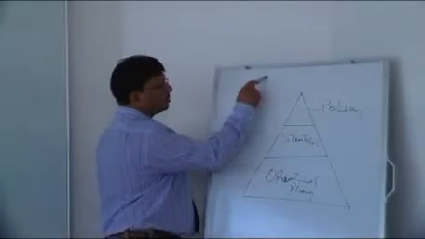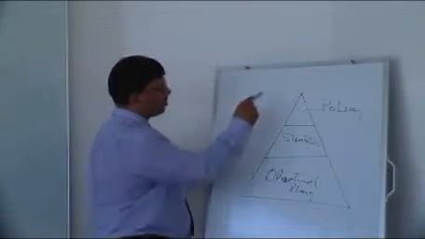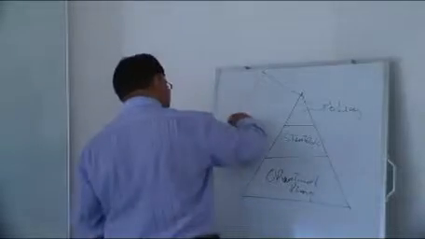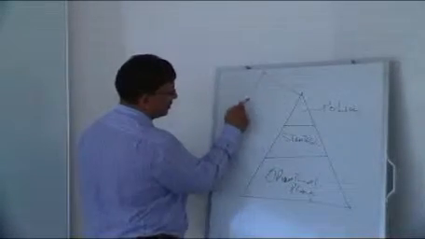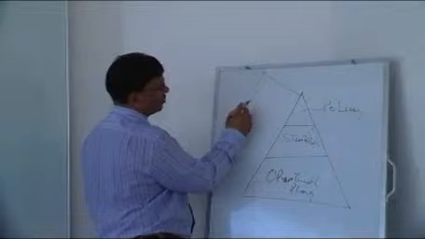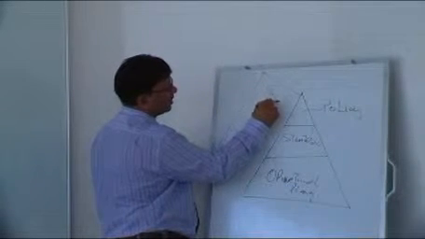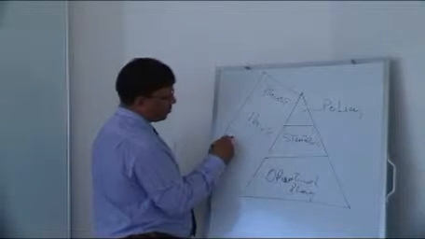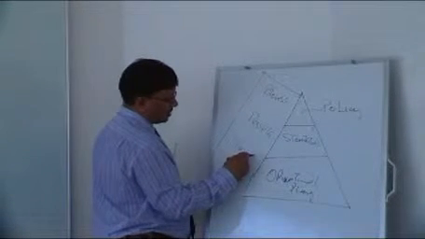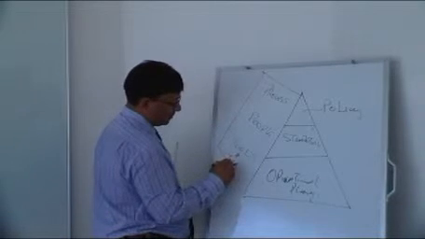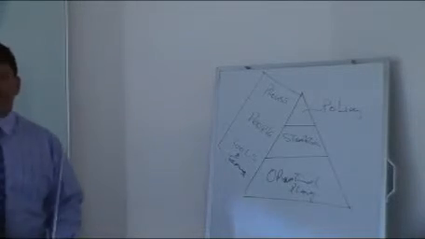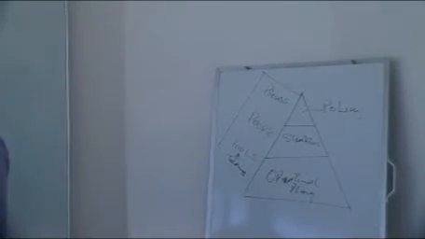And if I draw it in a three-dimensional shape, you can actually see that from a three-dimensional point of view, you will have processes, you will have people, and you will have tools and techniques. And that is how this whole pyramid comes into play. Right, so there's policy planning, strategic planning, and operational planning.